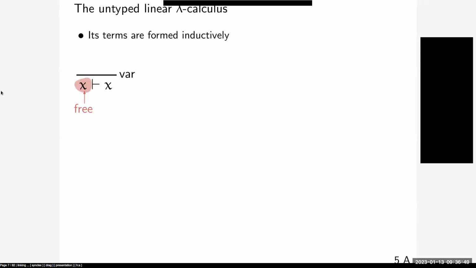So on one hand, we had maps, and now we have the untyped linear lambda calculus. So what is the untyped linear lambda calculus? It is a system of computation whose terms are formed inductively using the following rules. So as usual, we have a rule for introducing variables. So we have here a context. So we can always have a free variable of the form x, where we keep it in a context here on the left-hand side, and we say it's a free variable.